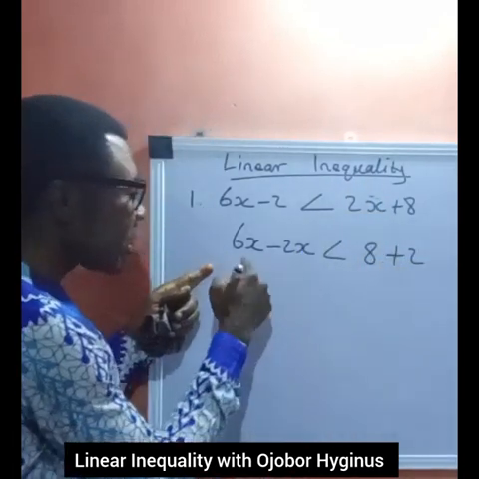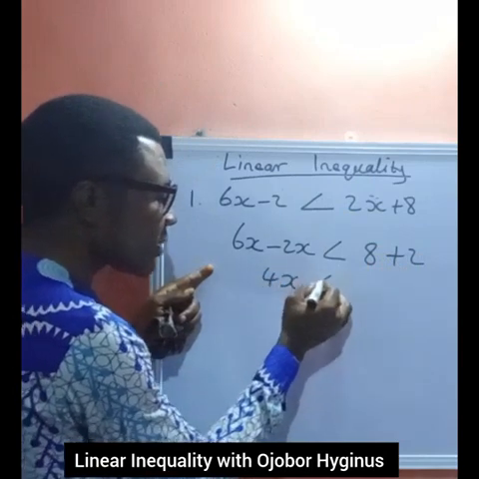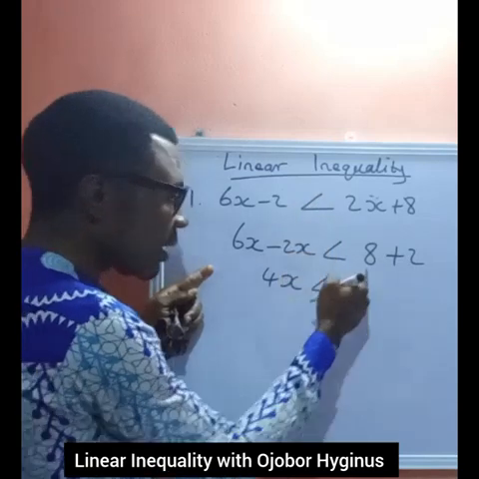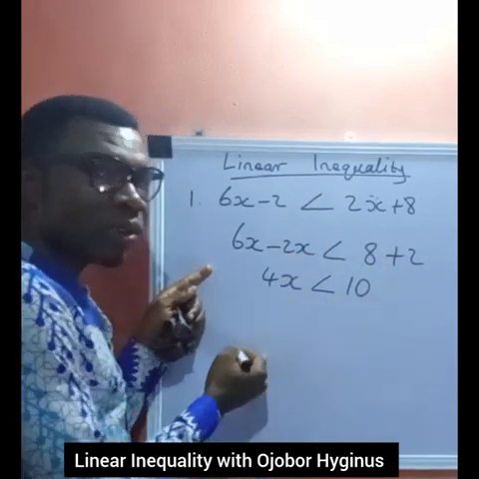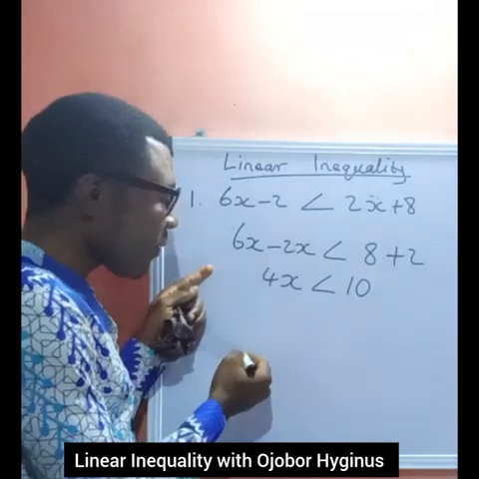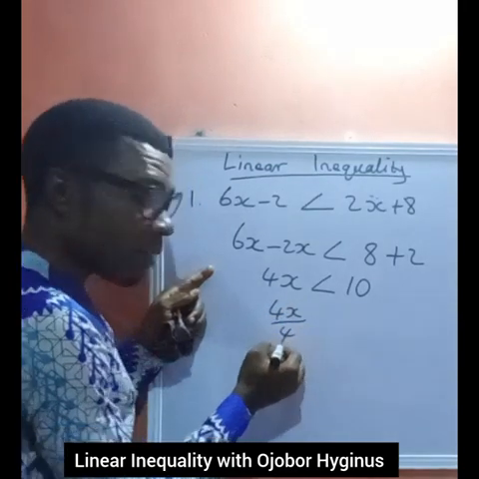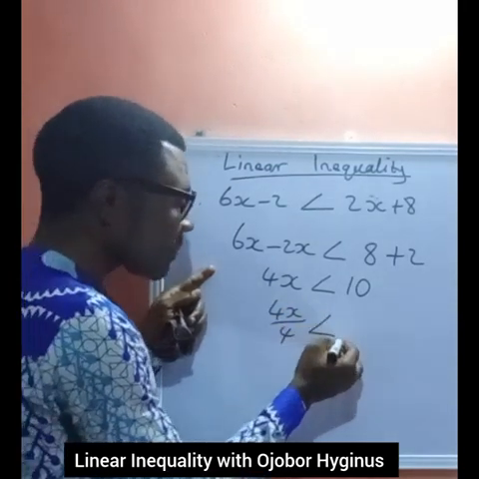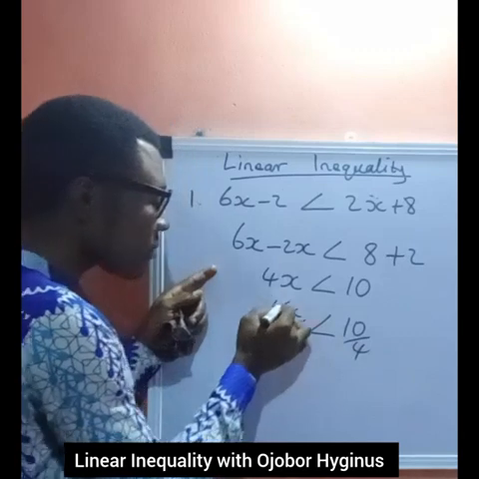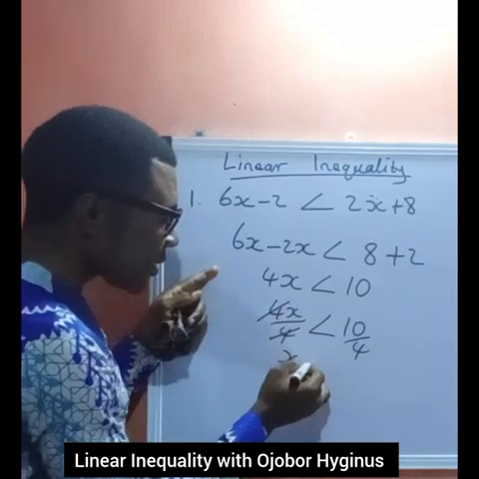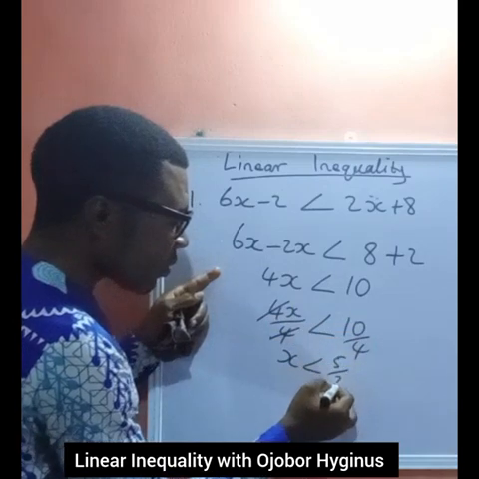And then we have what? 6x minus 2x, we have 4x is less than, the same sign, 8 plus 2, we have what? 10. And then what do we do? You divide both sides by 4. So you have 4x divided by 4, so that we can find x, is less than 10 divided by 4. The 4 here will cancel the 4 here. That means x is less than, 2 here will give us 5, 2 here will give us 2.